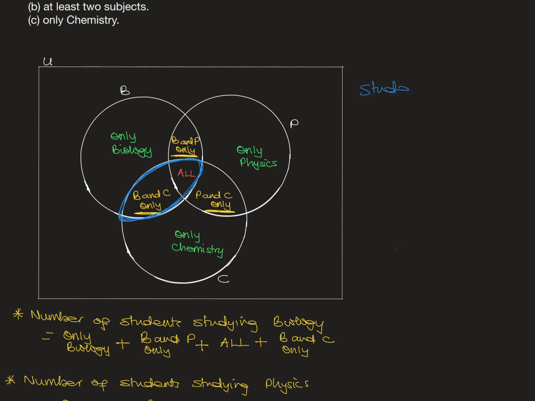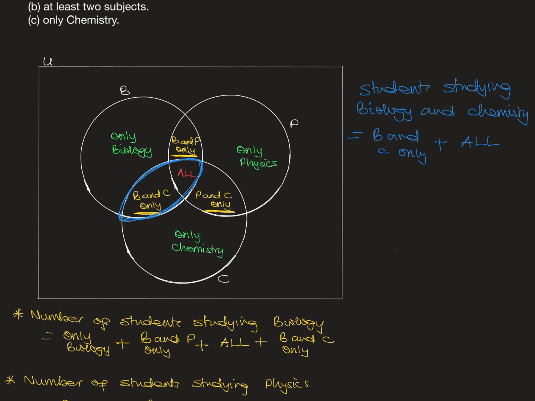Students studying biology and chemistry will be biology and chemistry only plus those studying all the three subjects. Okay? Be careful with the language.